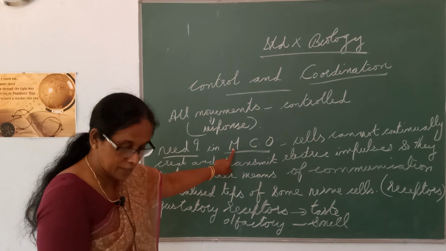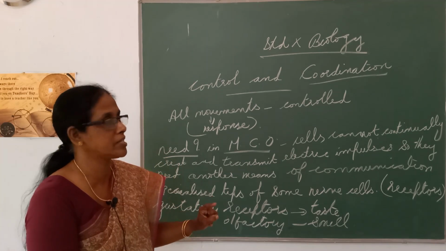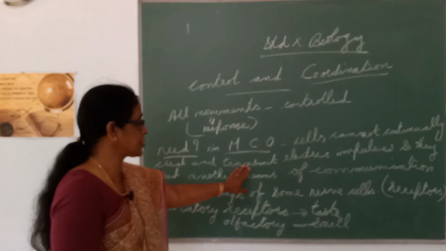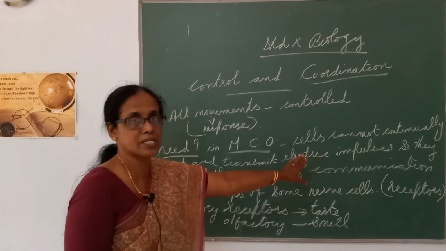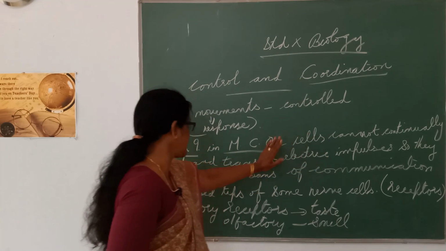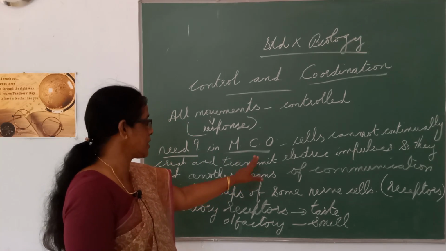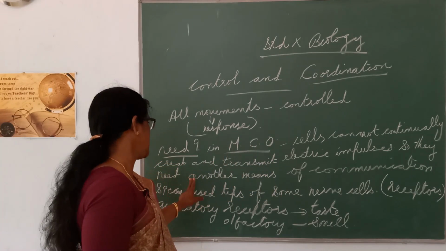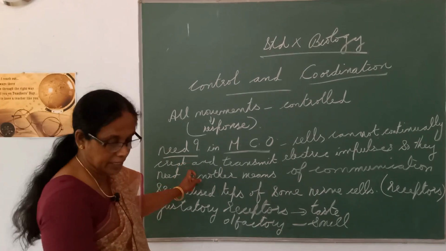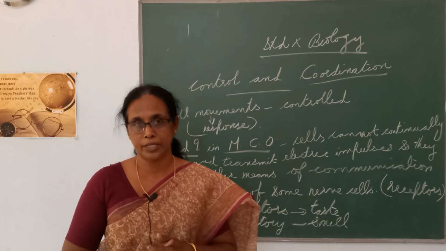So, the first question is this one: what is the need of chemical communication in multicellular animals? Cells cannot continually create and transmit electrical impulses. Our messages are transmitted by these impulses. The cells cannot transmit continuously. One cell is not big enough to transmit all these impulses, so there is no continuation. So, they need another means of communication. That is the need of chemical communication in multicellular organisms.